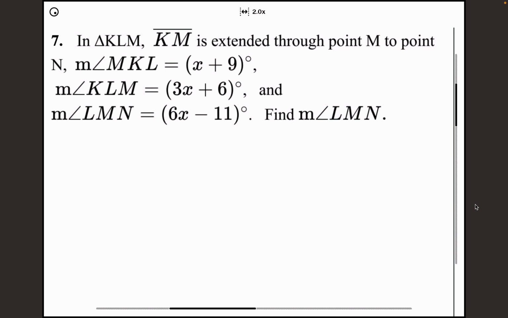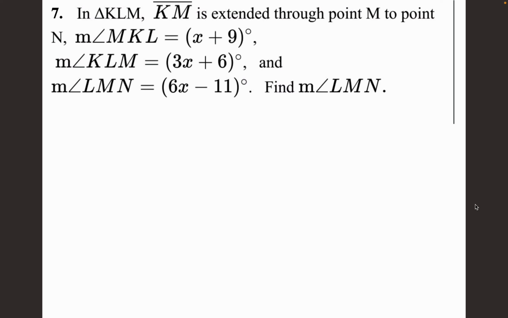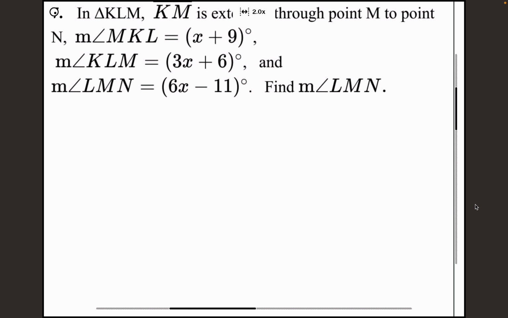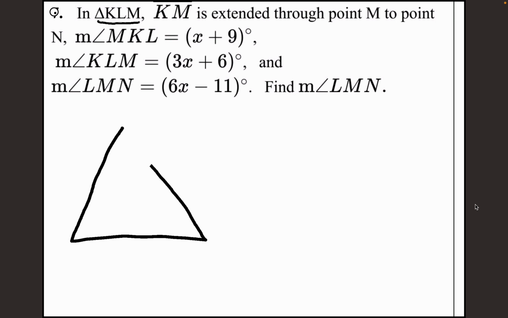Okay. Let's look at this one. Now, I'm going to put that at the very top. You just won't be able to see number 7, but this is number 7. This can be really easy if you pay attention. So pay attention here. Now, first thing it says is in triangle KLM. Again, first thing that we want to do, draw out triangle KLM.